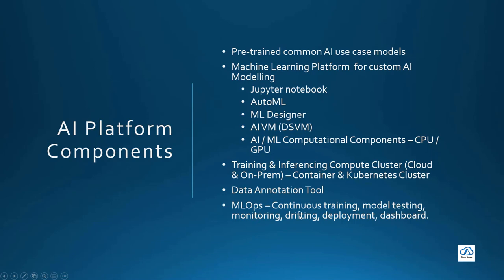Along with MLOps, which is a continuous training pipeline, a model testing pipeline, model monitoring graphs and a dashboard, model drifting graphs and facilities, and a dashboard to see how you are doing the inferencing or testing and everything. So your platform should have all the pre-trained, custom machine learning compute, data annotation, and MLOps features.